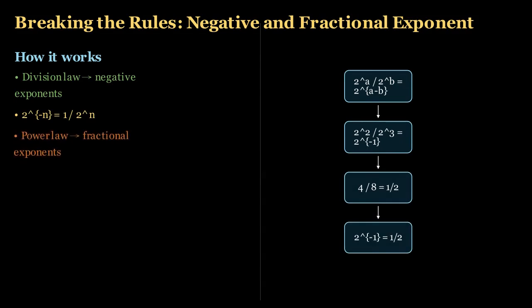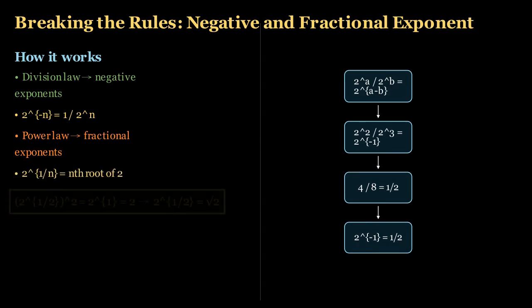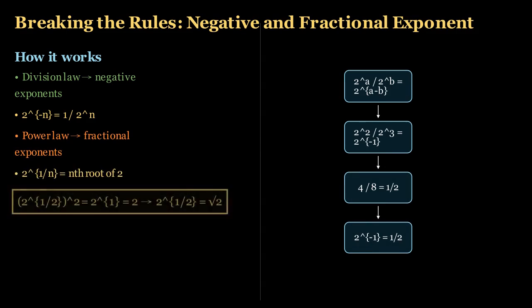We want 2 to the 1/2 squared to equal 2 to the 1/2 times 2, which is 2 to the 1, or just 2. So 2 to the 1/2 is the number that squares to 2, that's the square root of 2.